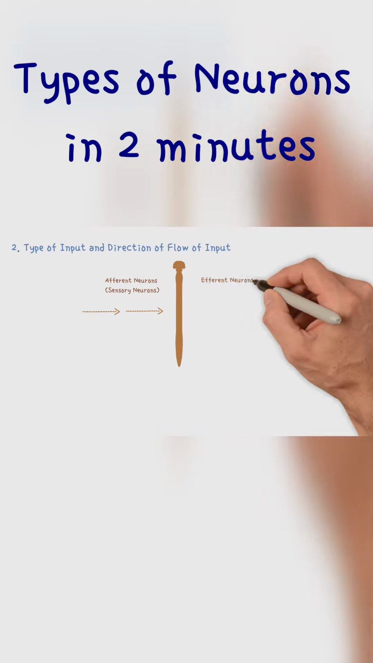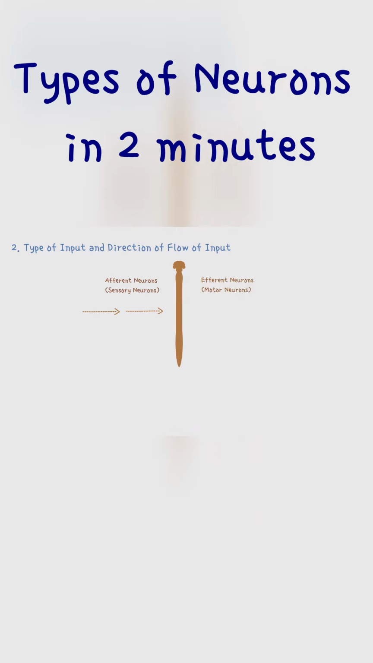Efferent neurons, or motor neurons, do the opposite. They carry information away from the central nervous system to muscles and glands to cause a response. That could be contracting a muscle, increasing heart rate, or releasing a hormone.